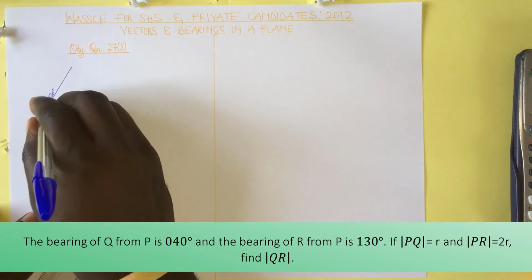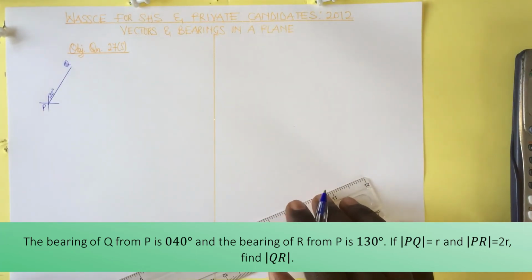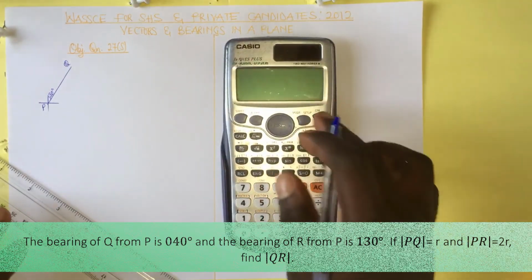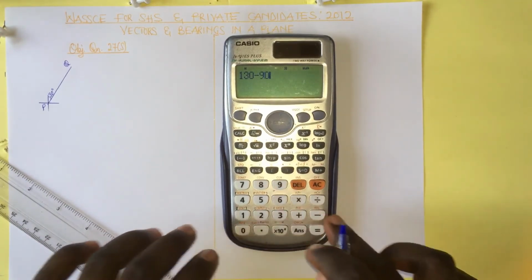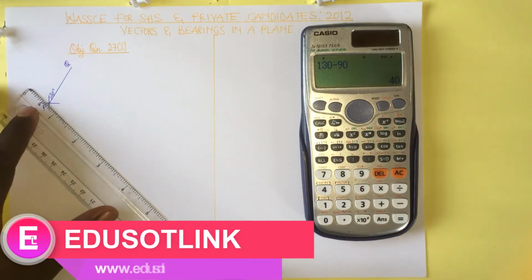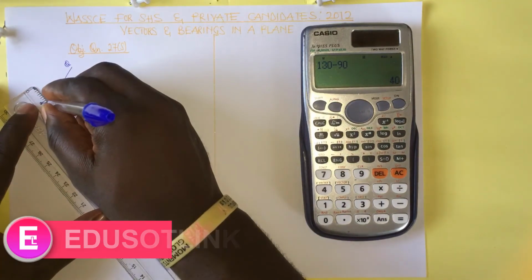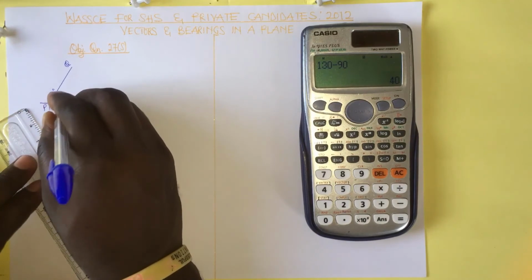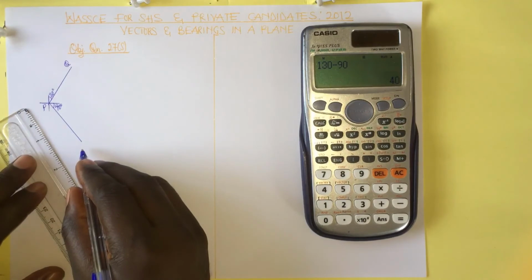So this is P, and we have Q from P here, and R from P is 130 degrees. So already we have 90 degrees. So we subtract 90 from 130, and we are getting 40. So we have to construct 40 degrees here. It's 45, so 40 will come around this place. Alright, so here is 40 degrees. And it continues. It means our arrow comes here.